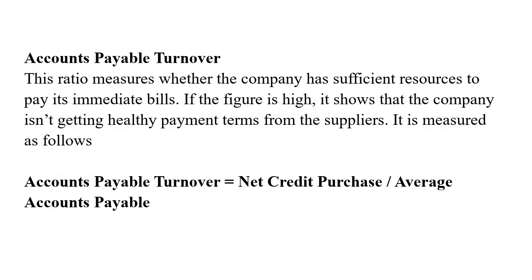Accounts payable turnover. This ratio measures whether the company has sufficient resources to pay its immediate bills. If the figure is high, it shows that the company is not getting healthy payment terms from the suppliers. It is measured as follows: accounts payable turnover equals net credit purchases divided by average accounts payable.